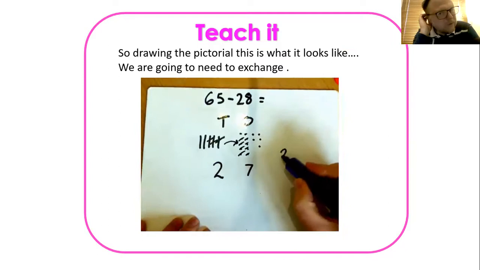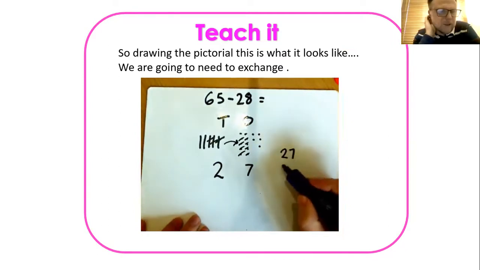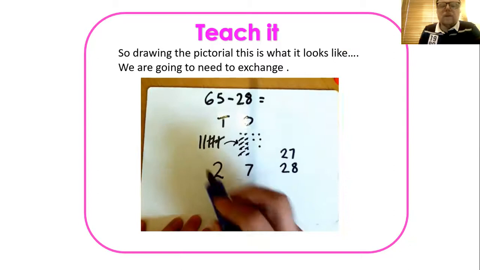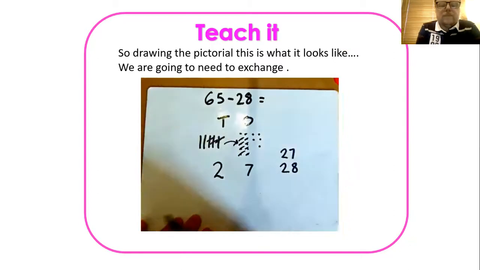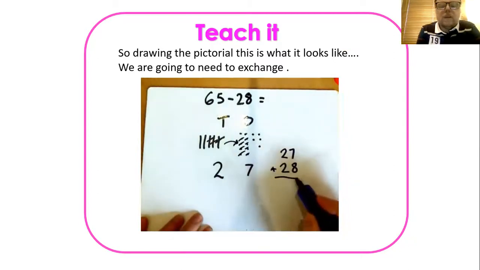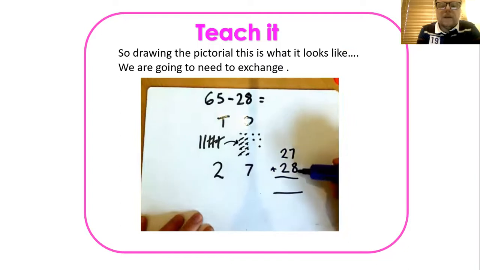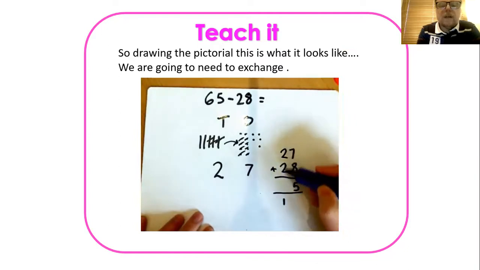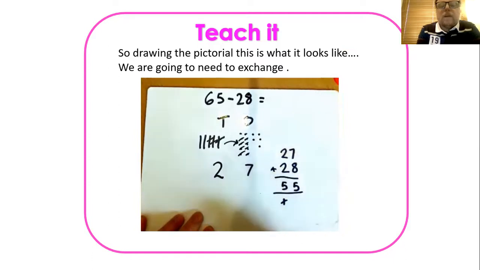The way you can check if you've got a subtraction correct is if you add it back onto the number you took away, you should get the number you started with. So I'm going to check this with a column addition and see where I went wrong. So I'm going to do a little column addition at the side. 7 add 8 is 15, 5 and an extra 10. 55, I'm out by 10.